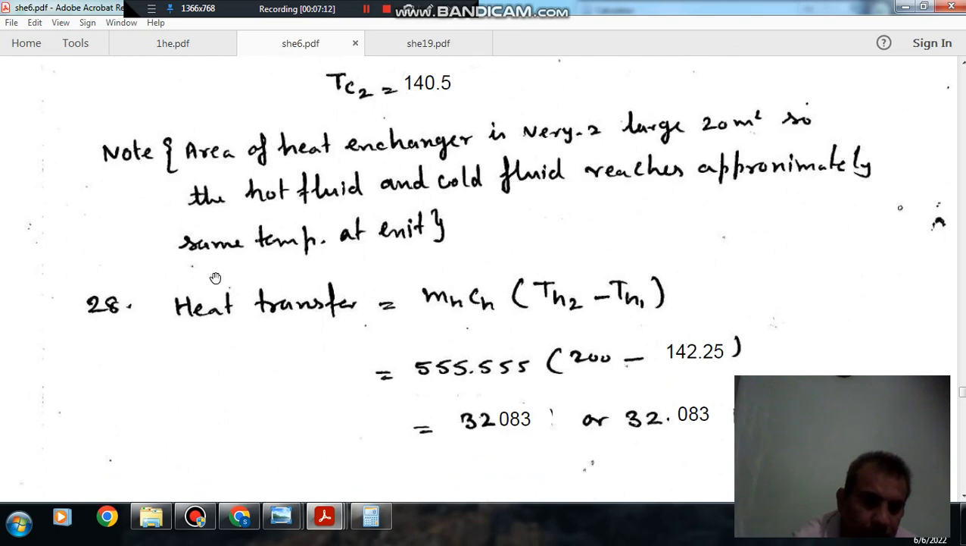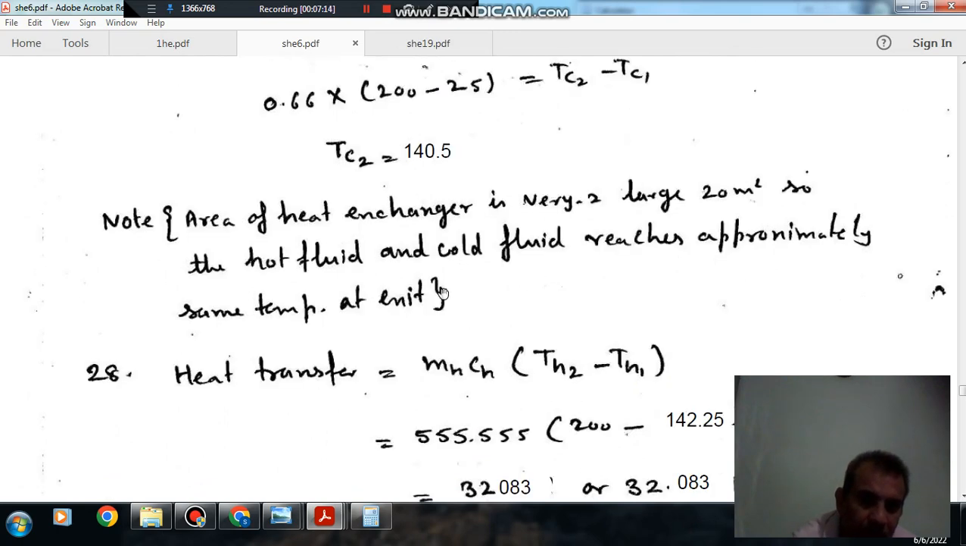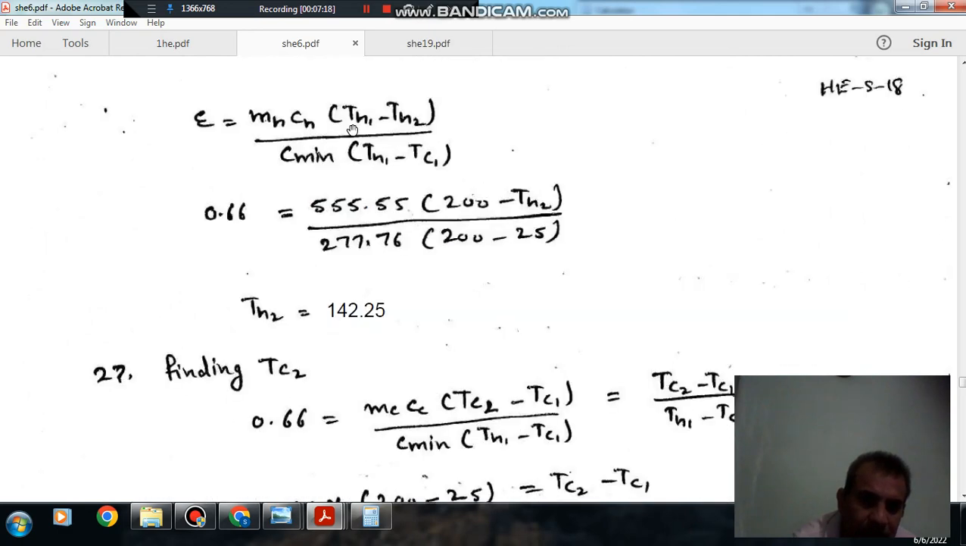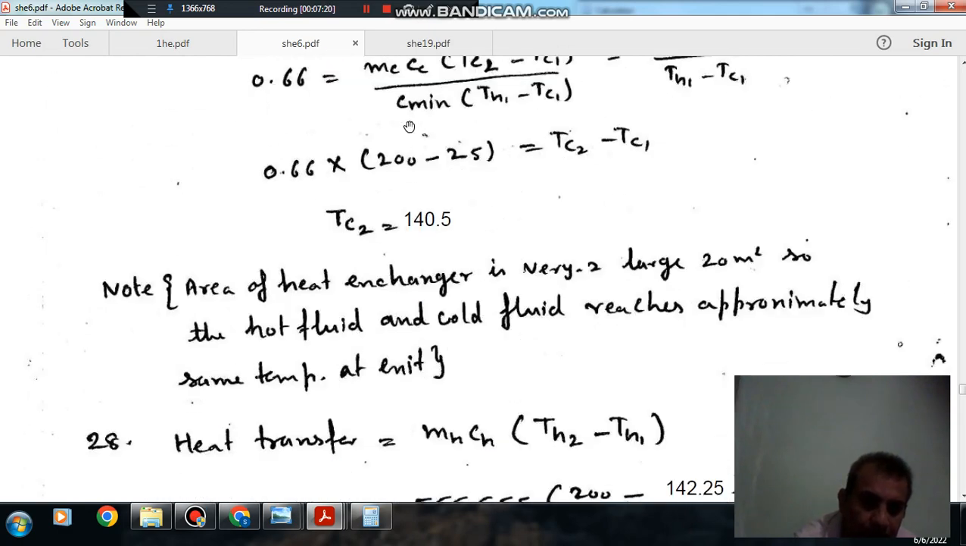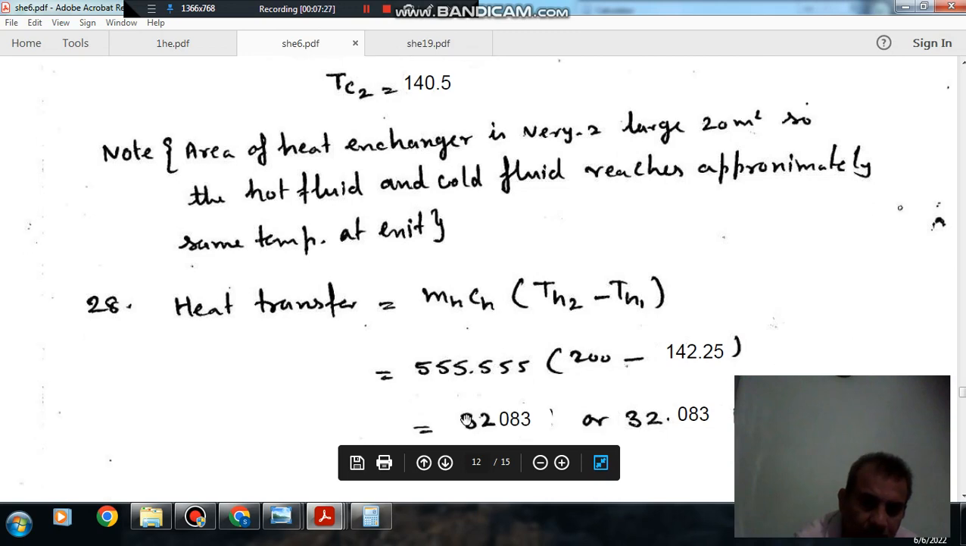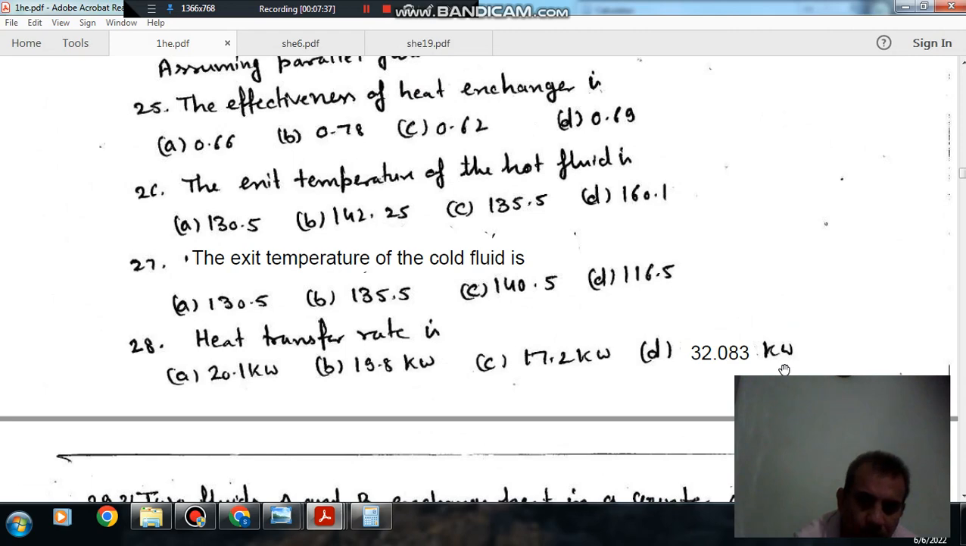Now the heat transfer can be calculated by either of these: MHCH times (TH1 minus TH2), or from MCCC times (TC2 minus TC1). From this we can calculate the heat transfer, that is 32.083 kilowatt. So the answer is option B.